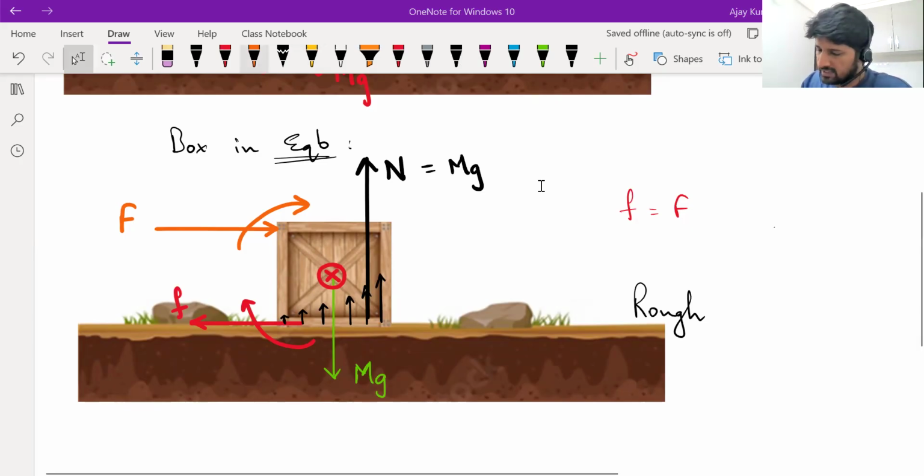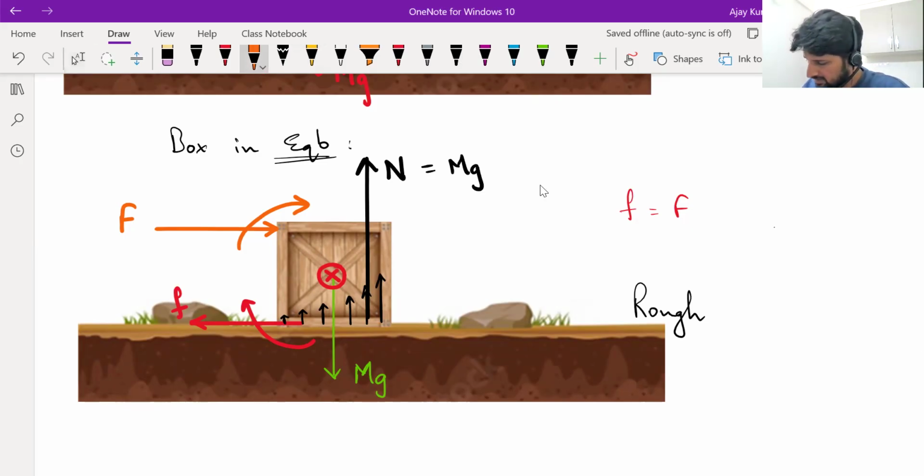You can assume its line of action has shifted by some distance x. You can even calculate x. How? Just write net torque equal to 0. Clockwise torque is equal to anti-clockwise torque. You can even tell how much is the shift in normal.